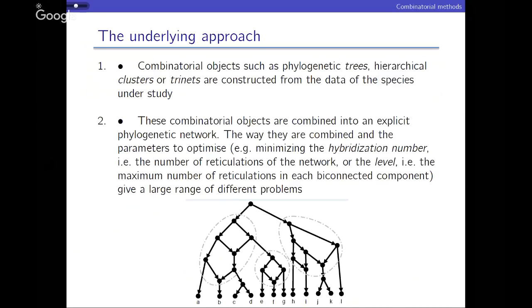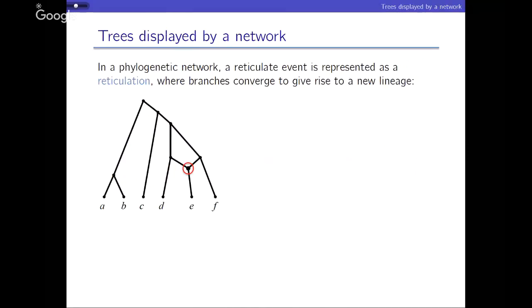Then we also have the parameter called the level, which is simply the maximum number of reticulations in each biconnected component. Here again, in this example, we have three biconnected components. In the first one, we have 2 reticulations. In the second one, 1 reticulation. And the third one has 2 reticulations. So the level of this network is 2. I'll use the concepts of level and hybridization number a lot in this talk. Another concept that is going to be central in this talk is the concept of a tree displayed by the network.